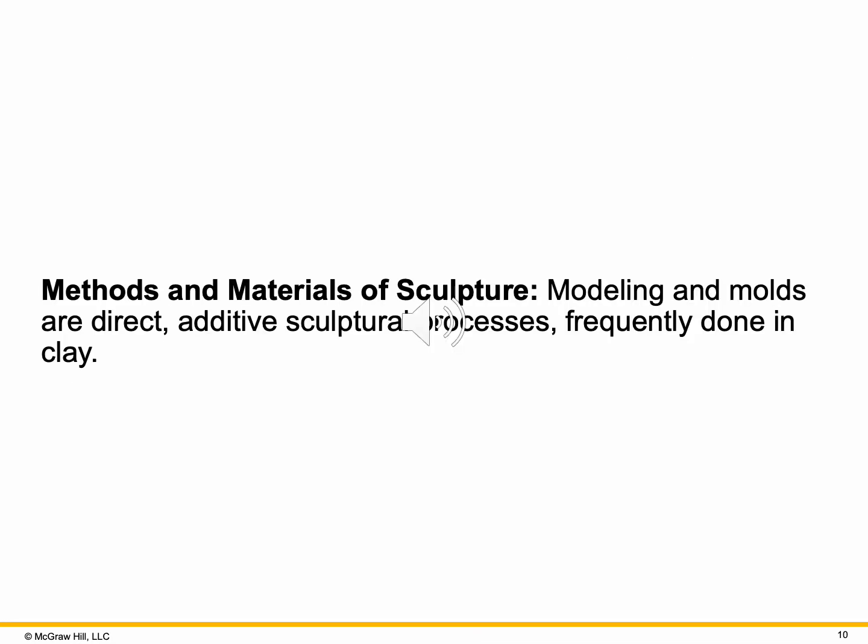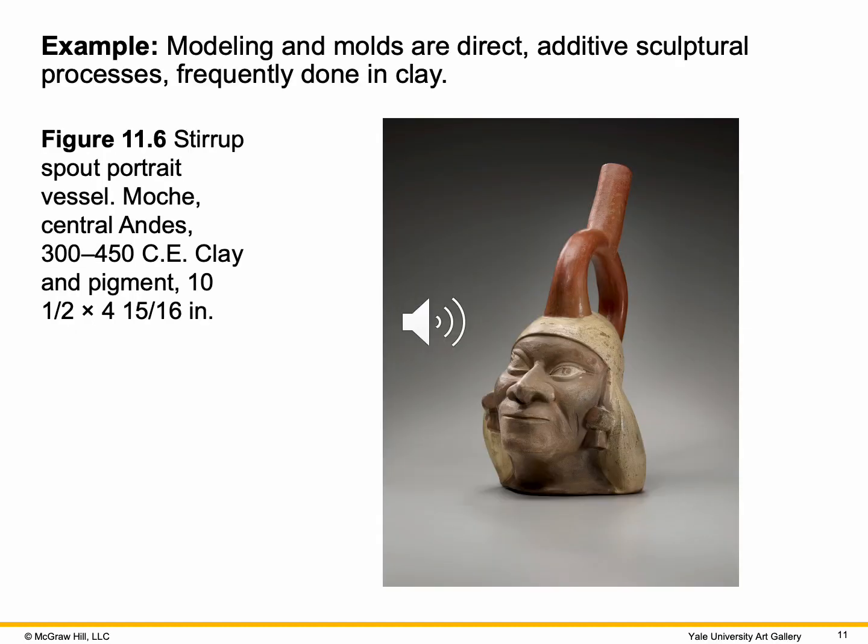Methods and materials of sculpture. Modeling and molds are direct, additive sculptural processes, frequently done in clay. In fact, the most common modeling material is clay.